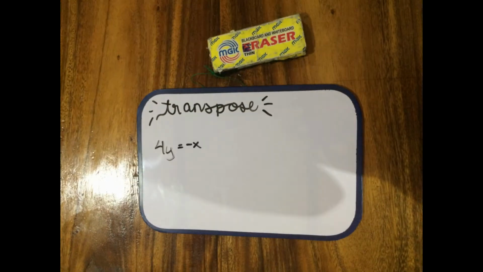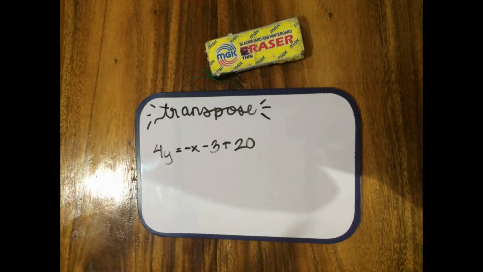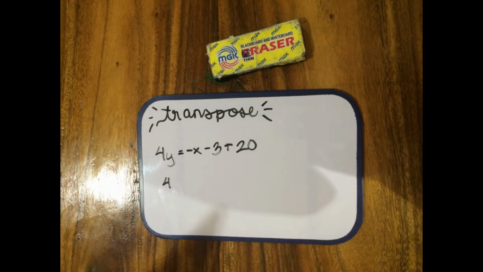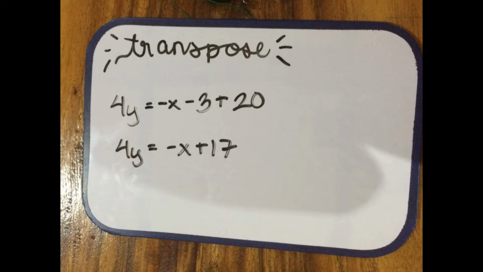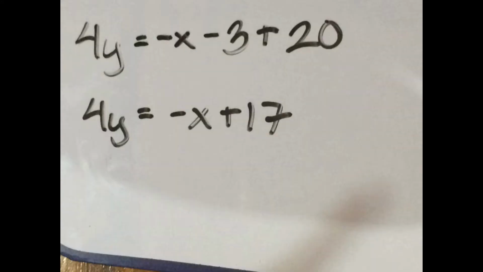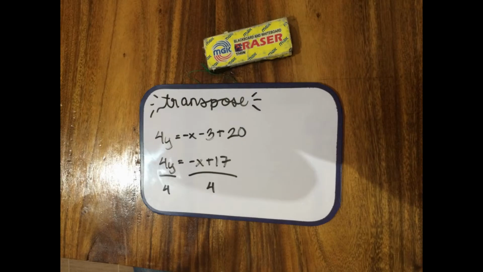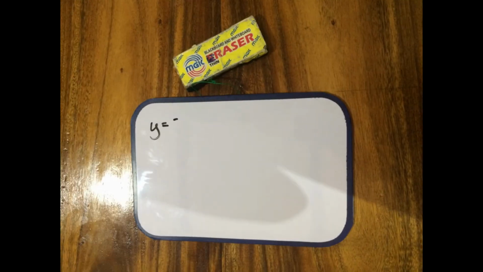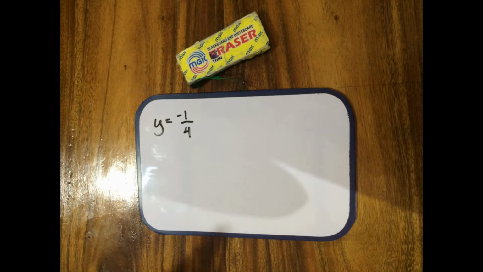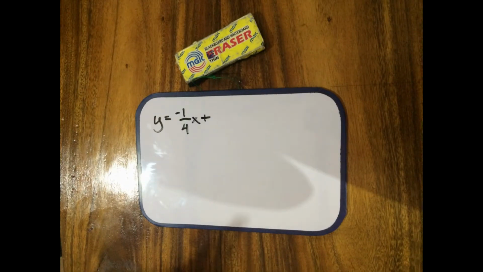We have to transpose the following. 4y is equal to negative x minus 3 plus 20, or simply 4y is equal to negative x plus 17, because negative 3 plus 20 is positive 17. After transposing, we have to eliminate the coefficient of y, which is 4. So we have to divide both sides by 4.